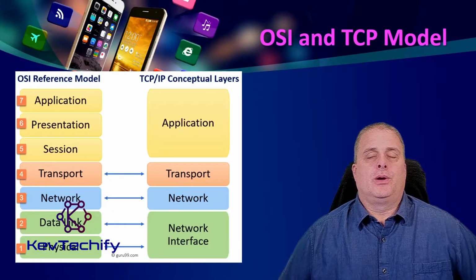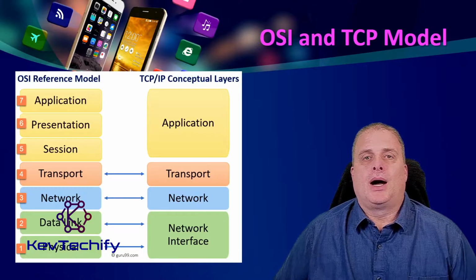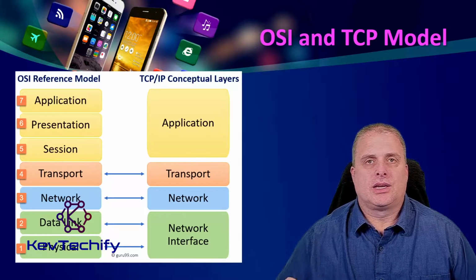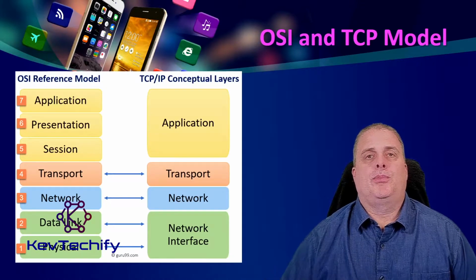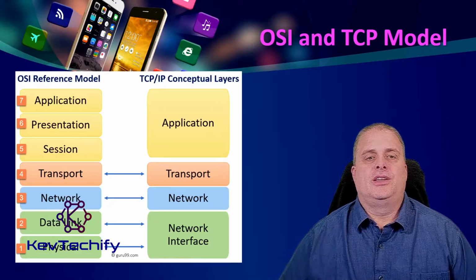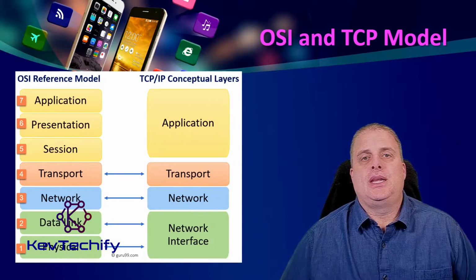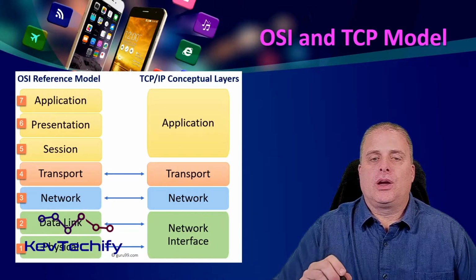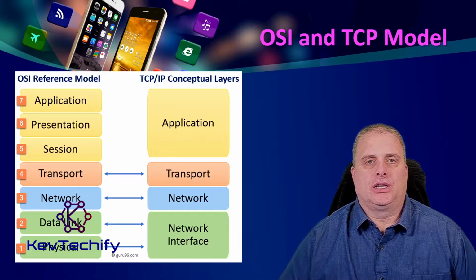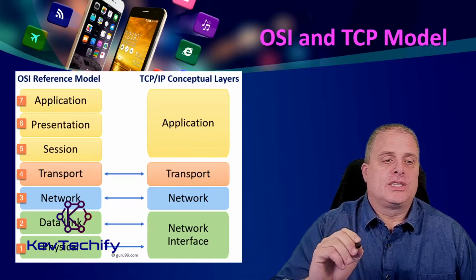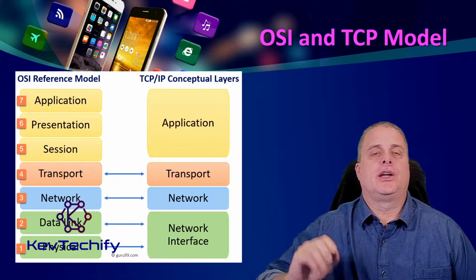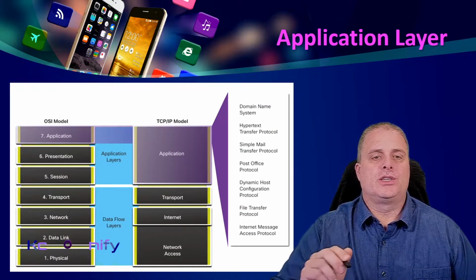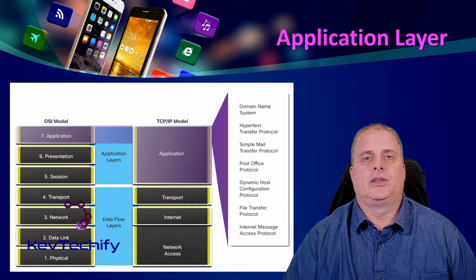Here we have the diagram of the OSI and TCP models. As you can recall, on the OSI model, layers 5, 6, and 7, the session, presentation, and application layer, are combined into the application layer of the TCP model. Now, the title of this episode was the application layer. What we're talking about here is the TCP application layer, which represents the OSI model's session layer, presentation layer, and application layer. The upper three layers of the OSI model represent the application layer on the TCP model.